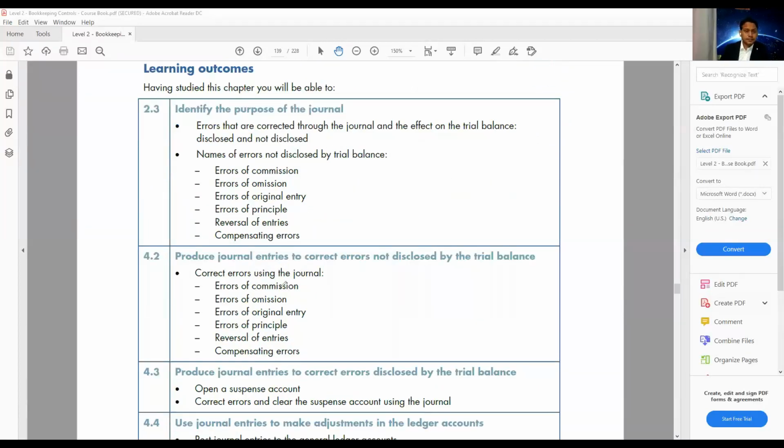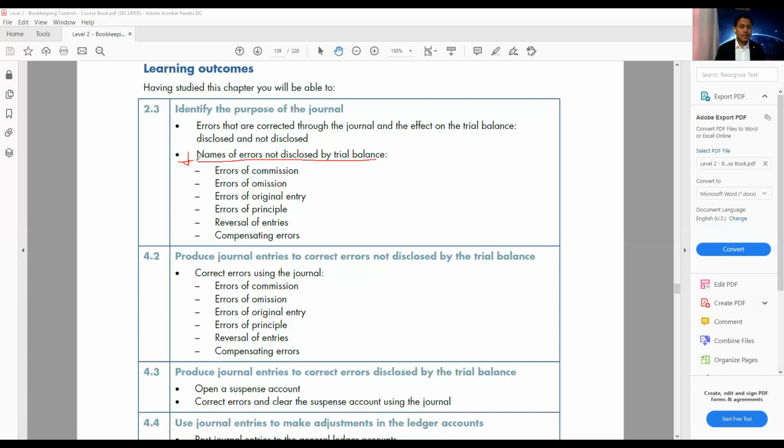They said, name of errors not disclosed by trial balance. Because of this type of error, our trial balance will still match. This error will not be disclosed. Disclosed means these errors will not be revealed. So your trial balance will match and you're not going to find any difference with the trial balance. Your debit side and credit side will be equal, but this error will still be there.